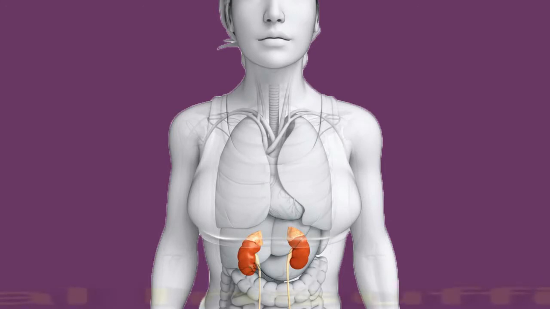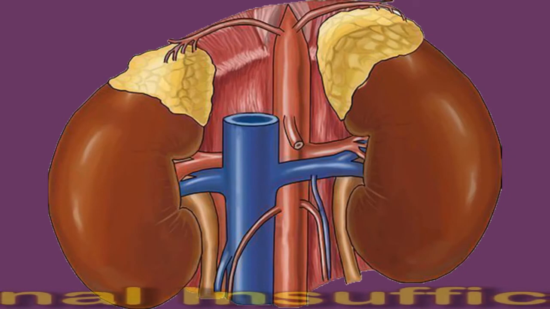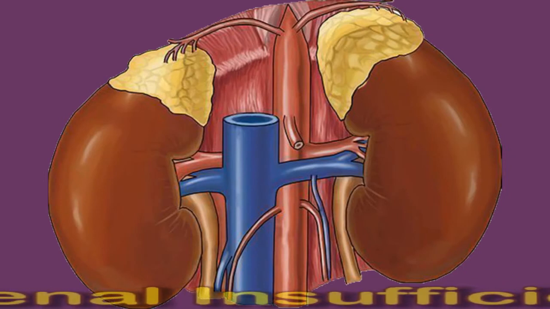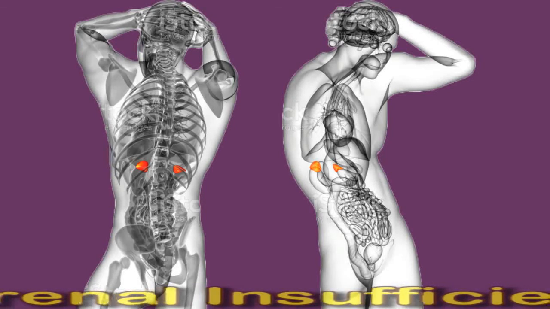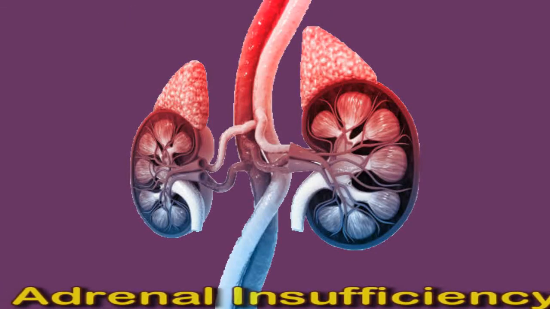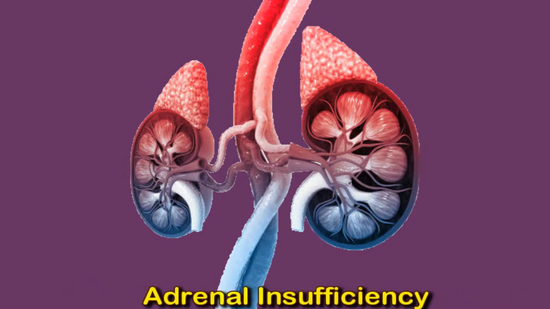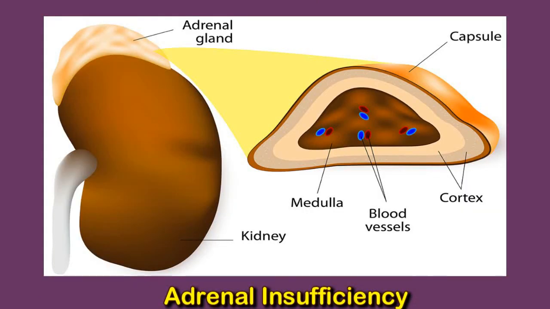Adrenal insufficiency, causes and symptoms. Adrenal insufficiency is a condition that occurs when the adrenal glands do not produce enough of certain hormones, including cortisol. Disruption of these hormones can cause a range of symptoms including chronic fatigue, muscle weakness, and abdominal pain.